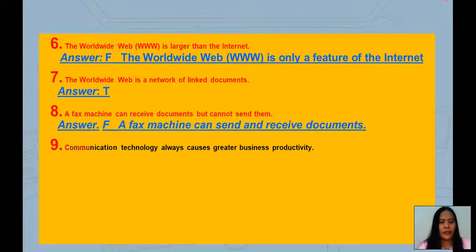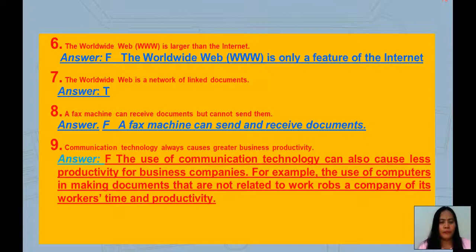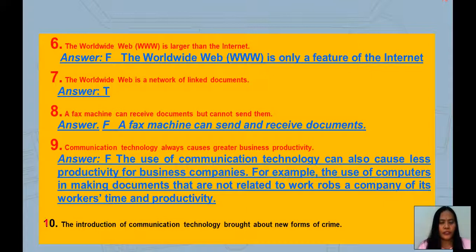9. Communication technology always causes greater business productivity. Answer F. The use of communication technology can also cause less productivity for business companies. For example, the use of computers in making documents that are not related to work robs a company of its workers' time and productivity. 10. The introduction of communication technology brought about new forms of crime. Answer T.